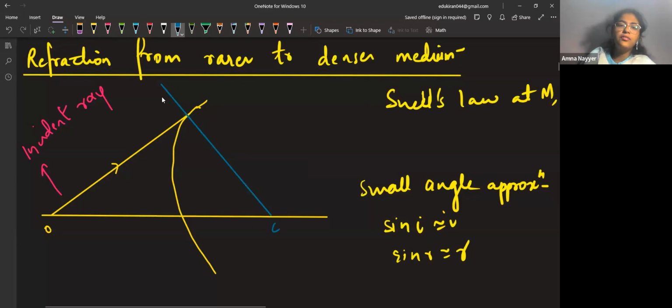Suppose this is the center of curvature. So this is the normal with this incident ray. This is the angle of incidence. Clear? Incident ray, normal. Why normal? Because this is passing through the center of curvature, and this is the angle of incidence. Fine. Now refraction will occur.